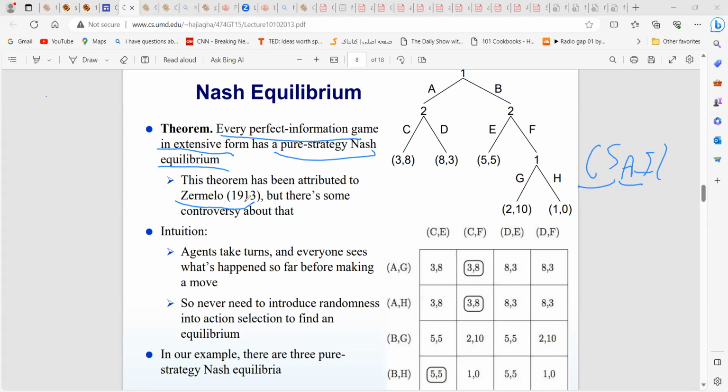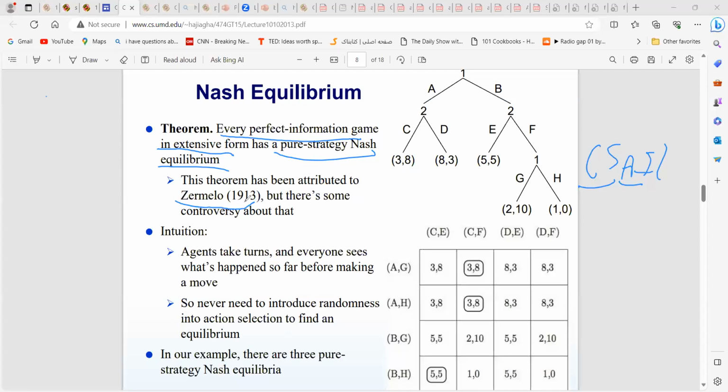Here, we use randomness, for example, in matching pennies or other games, because you cannot see the action the other person is doing. But here we are seeing the action of the other person. So essentially there is no need for randomness or this kind of mixed strategy to get the Nash equilibrium. We knew that there is a Nash equilibrium, but here there is a pure one.